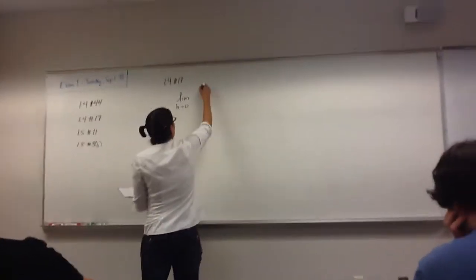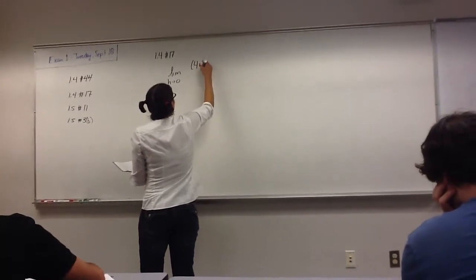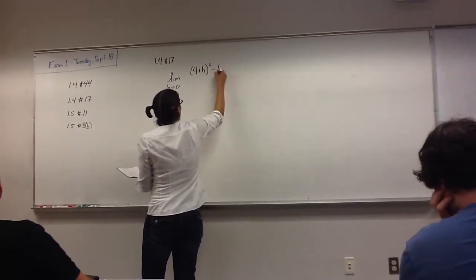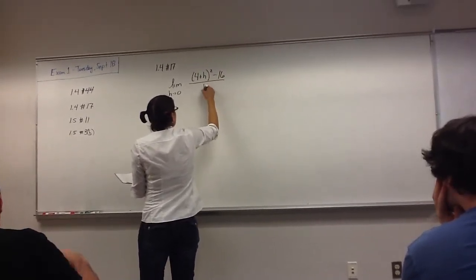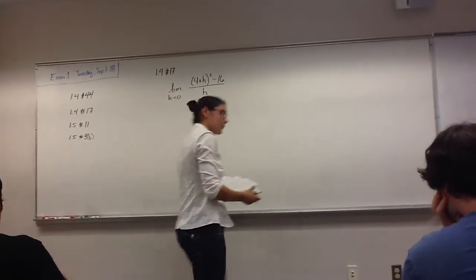The limit as h goes to 0 of (4 plus h, the quantity squared, minus 16), all divided by h.